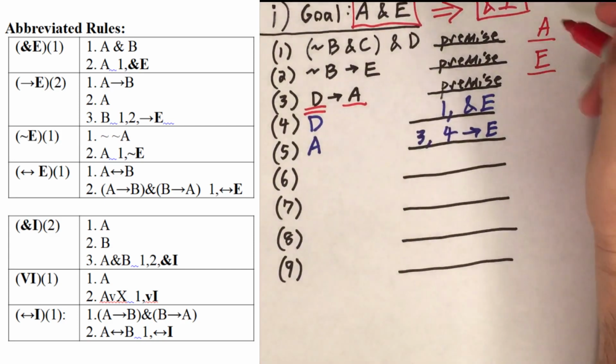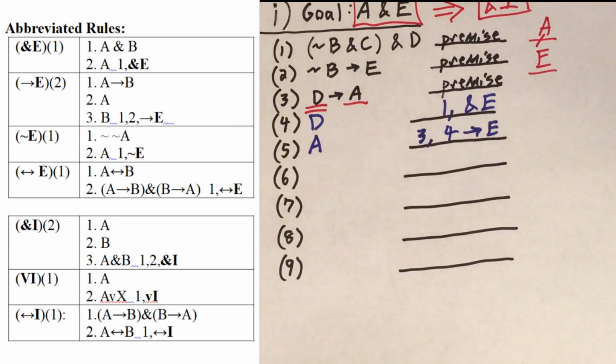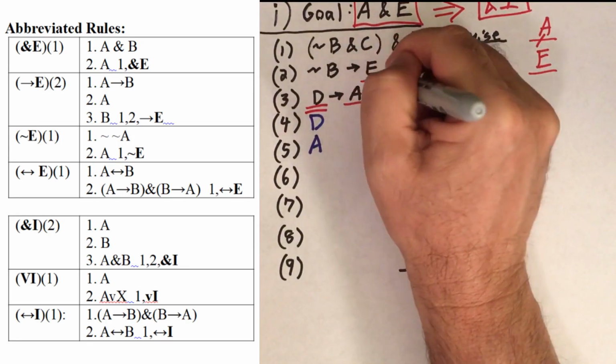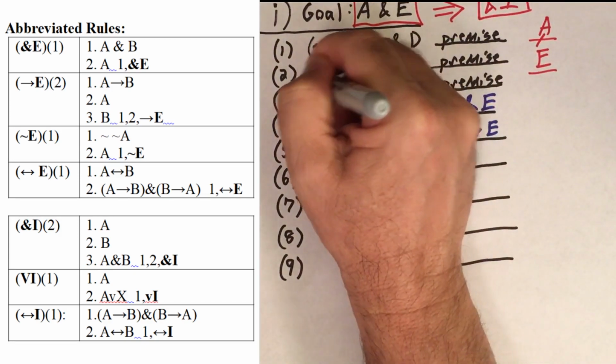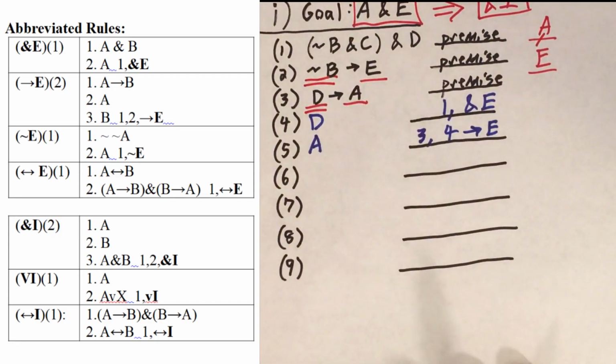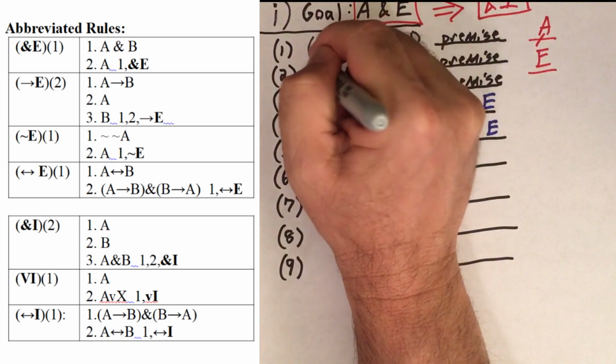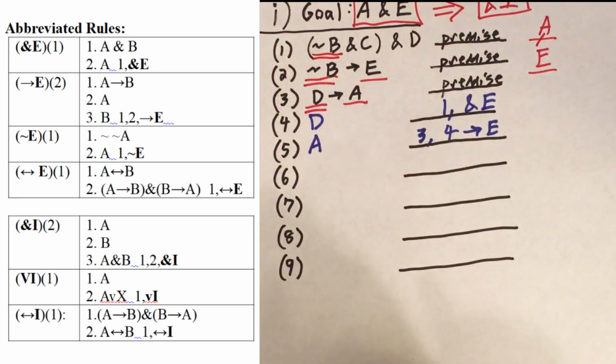I have my first sub-goal. My second sub-goal is now to get E. Do I see E in my premises? There it is. Very same sort of steps. Look at this. I can get E, if I first get not B. So now I'm looking for not B. Do you see it? There it is. Not B is right there in premise 1.